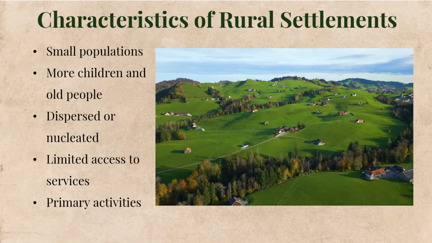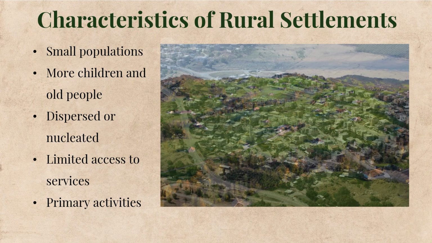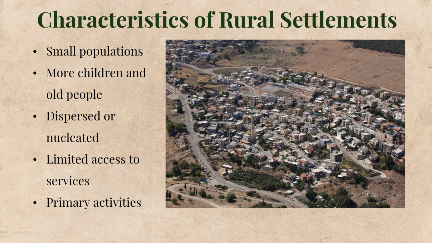For the picture on the right, we see a settlement that is dispersed or scattered as the houses are far apart. Settlements can also be nucleated or clustered, meaning the houses are close together, like in this photo. This is usually when the area is very community and family oriented.